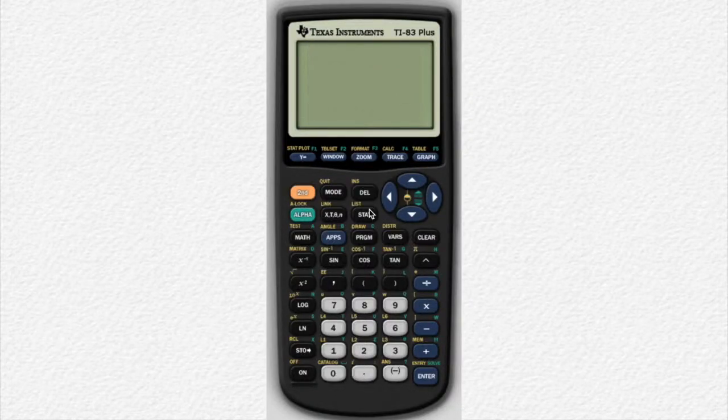Okay, this is software that emulates a TI-83 Plus calculator. It has all the same buttons as a TI-83. The 84 looks pretty much identical, different colors maybe. This is primarily the calculator that I'll be using to show you a few things throughout the textbook.